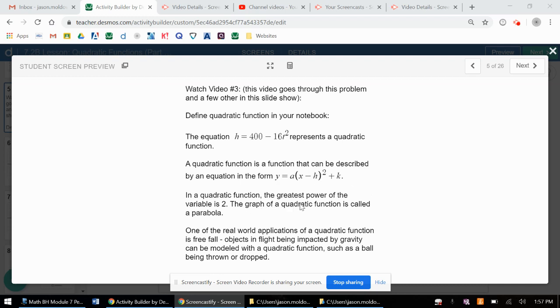The actual graph of a quadratic is called a parabola. It's going to give us a curve. And a real world application is anything that's being acted upon by gravity. So, throwing an object such as a ball or a football, or even just dropping an object. We can describe that in math and science and physics with a quadratic function, or with a function that has an exponent 2.